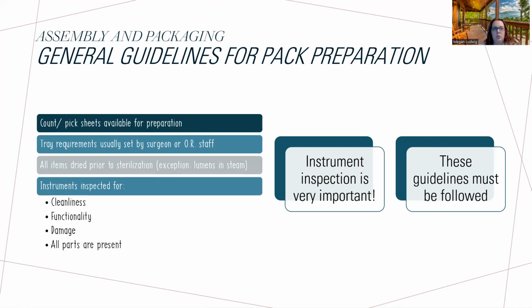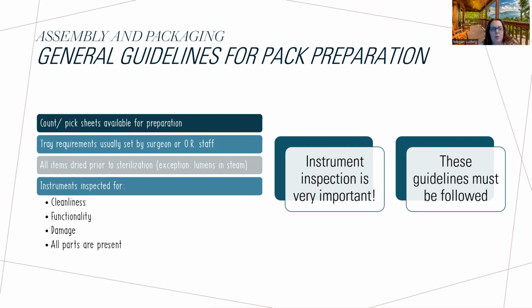Some facilities might do it just strictly digitally, but at least around here, we still do a lot of the paper count, or what we call pick sheets, available. So you'll see those a lot in trays. How do they know what's in the tray? A lot of times the surgeon will say, okay, these are the things I use the most for this particular surgery. This is what I want in this tray.